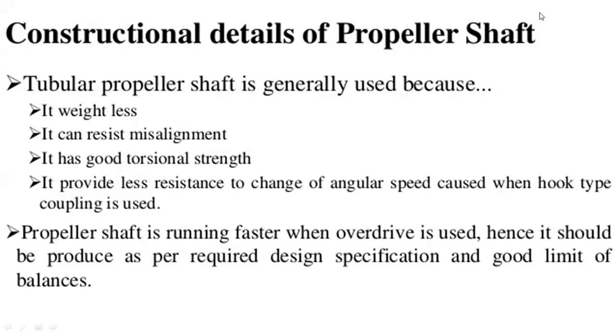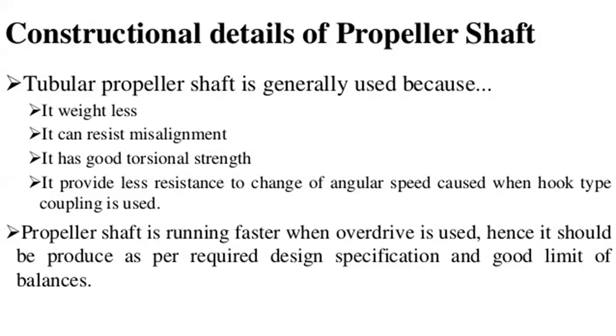And next one, why do we use a tubular propeller shaft? It is used generally because it weighs less. So the tubular propeller shaft is lightweight. And next one, it can resist misalignments. Any type of misalignment in the automobile vehicle system is also borne by the propeller shaft to run the vehicle. For that purpose, we are using the tubular propeller shaft.